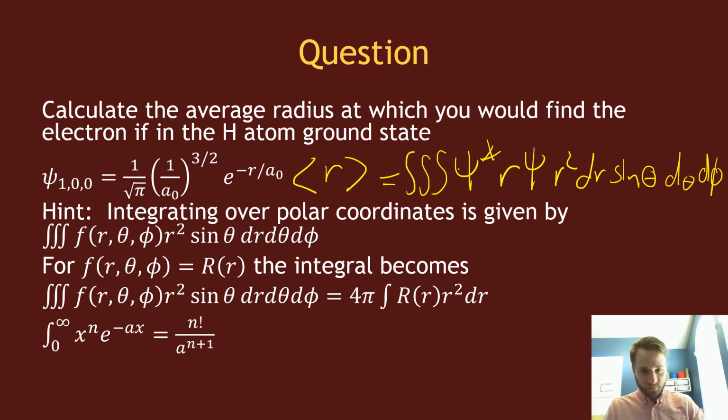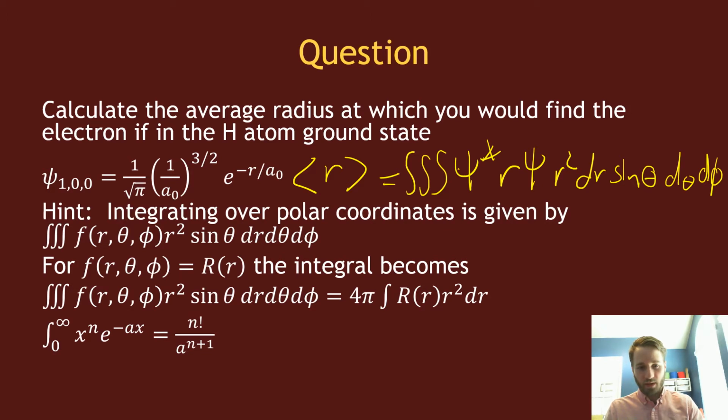Note here that the expectation value of something is the wave function times that thing times the wave function. Then we have the dx, dy, dz thing here, but for polar coordinates, it's r squared sine theta dr d theta d phi.